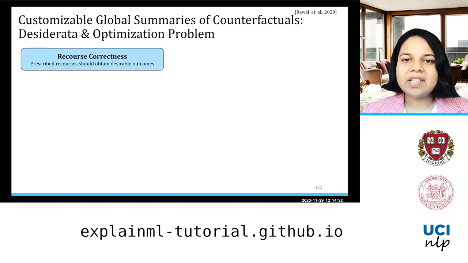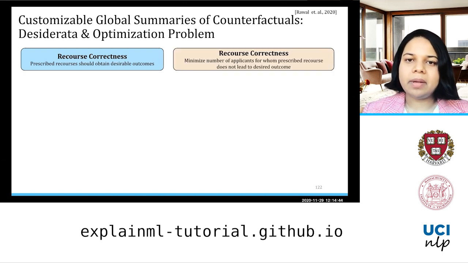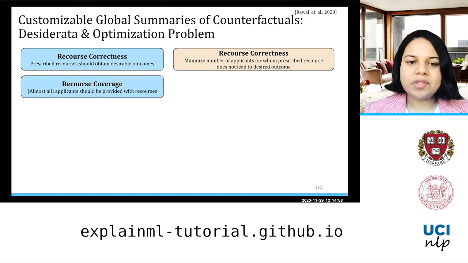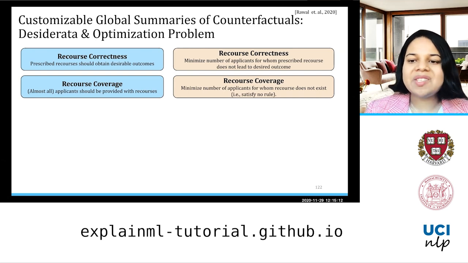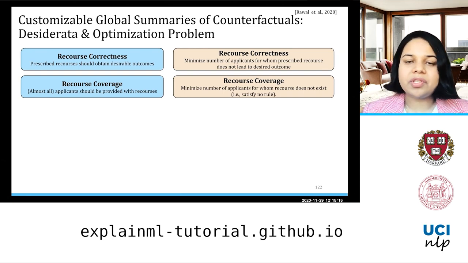The most important criterion required of such summaries is recourse correctness. That is, the prescribed recourses should obtain the desirable outcomes. This can be operationalized by adding a term in the objective which minimizes the number of applicants for whom prescribed recourses do not lead to desired outcomes. The second most important criterion is recourse coverage, where ideally all the applicants who have been adversely impacted by model predictions should be provided with recourses. And this can be operationalized by adding a term in the objective which minimizes the number of applicants for whom recourse does not exist.